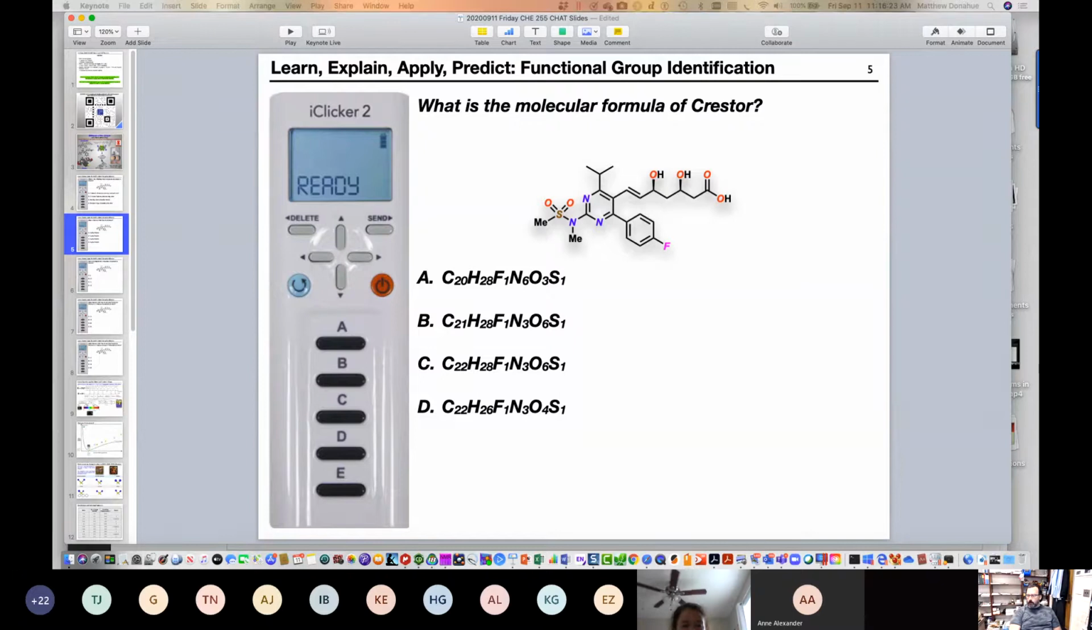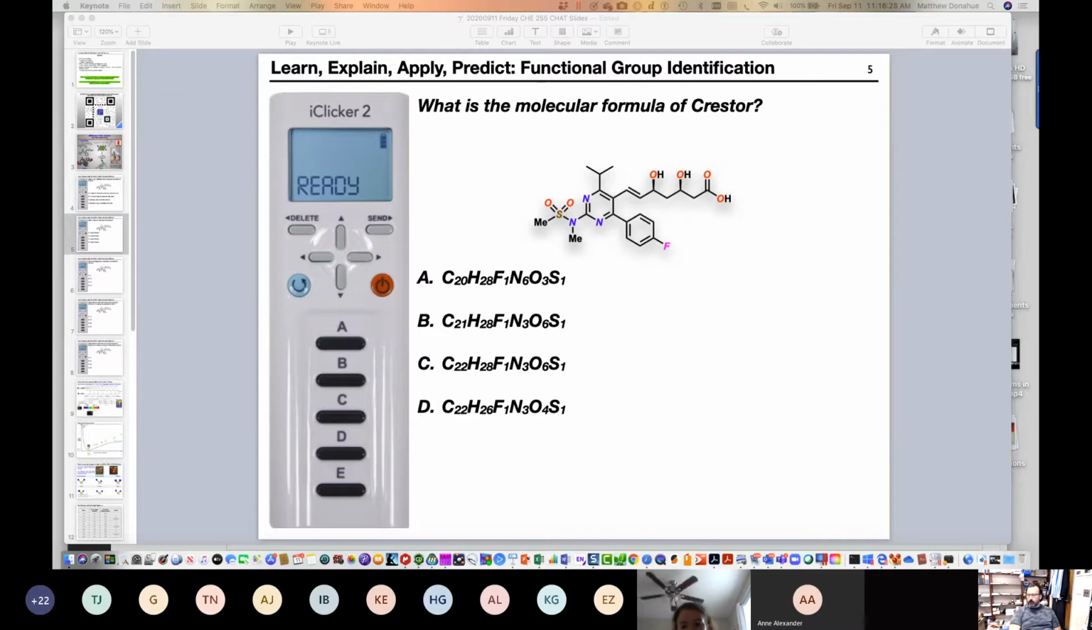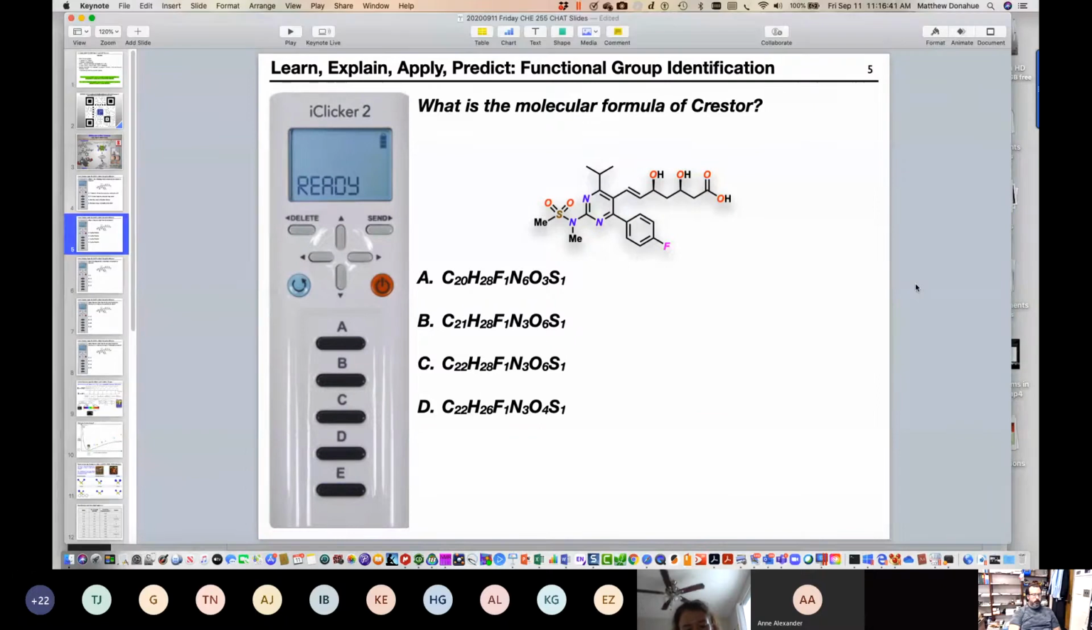What is Me? Is this a philosophical question? You know, it's methyl. So Me is methyl, an abbreviation. So there's 1 fluorine, 1, 2, 3 nitrogens, 1, 2, 3, 4, 5, 6 oxygens, and 1 sulfur.